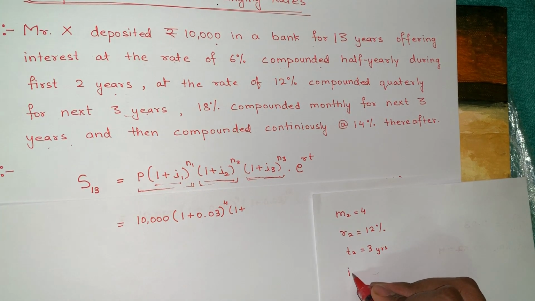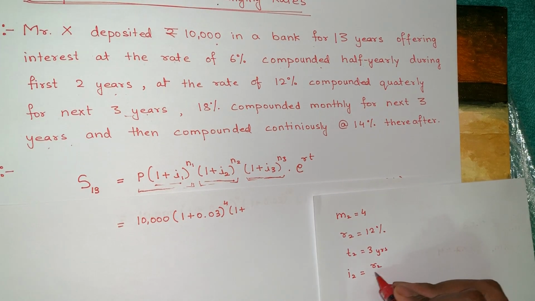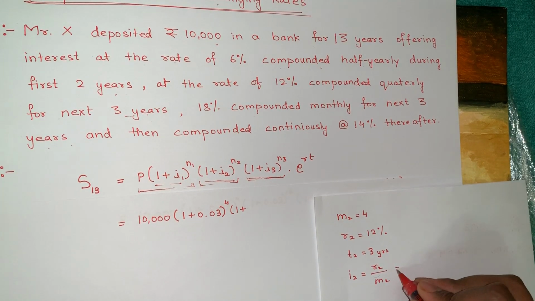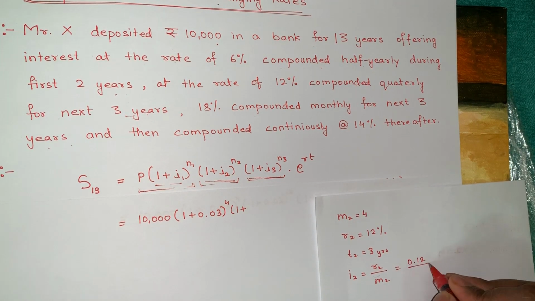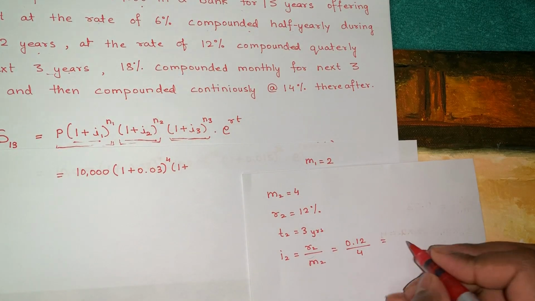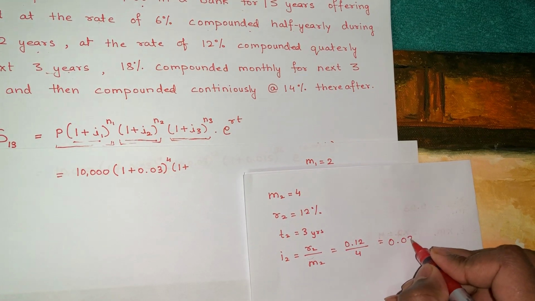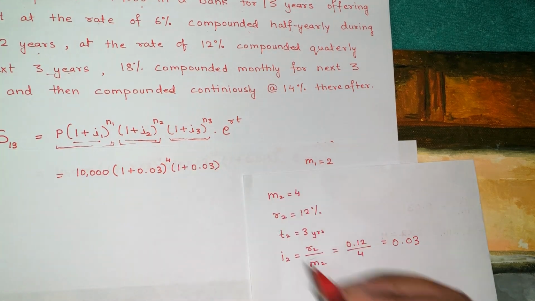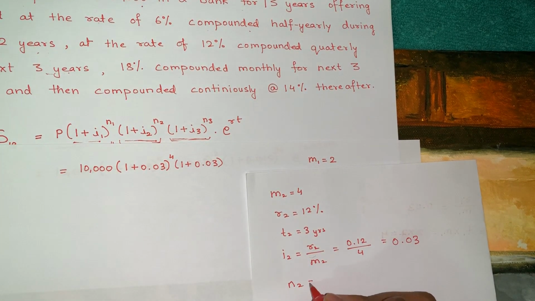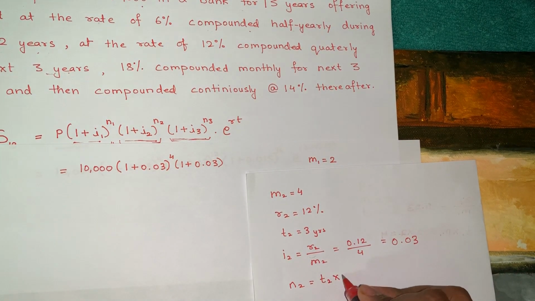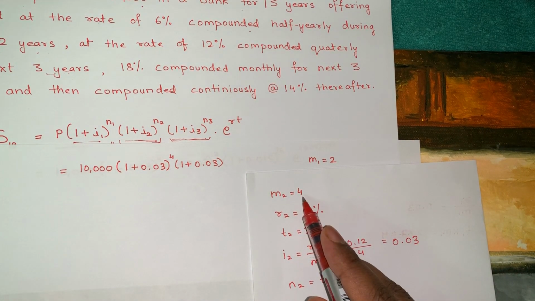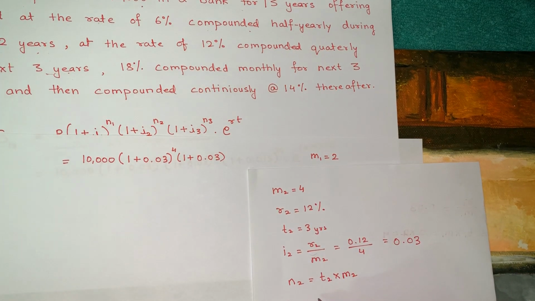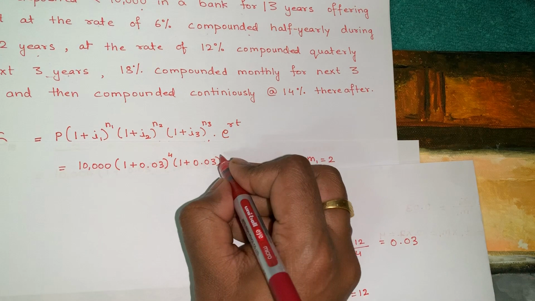So we can calculate our I2. I2 is R2 divided by M2, which is equal to 0.12 divided by 4, which is equal to 0.03. So our I2 is 0.03 to the power n2. N2 is T2 multiplied by M2. M2 is 4 because compounding is done 4 times a year, and the time period for the second rate is 3 years. So this becomes 3 into 4, which is equal to 12. So our n2 is 12 here.